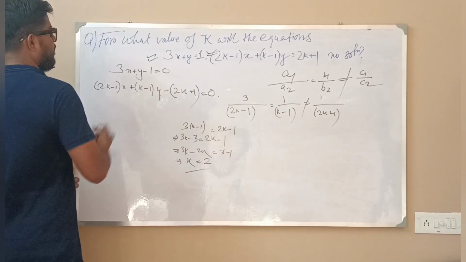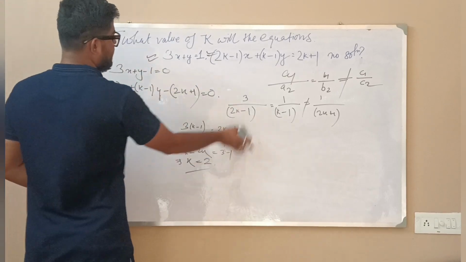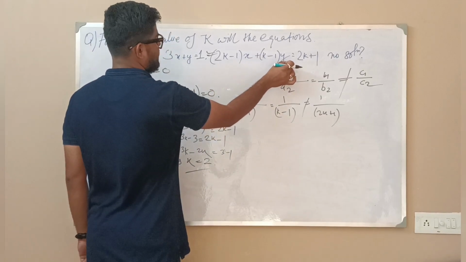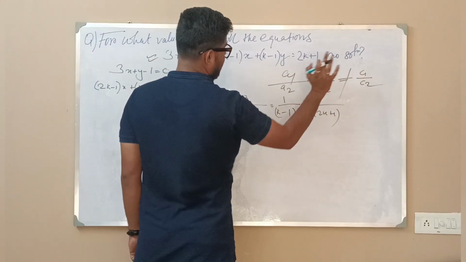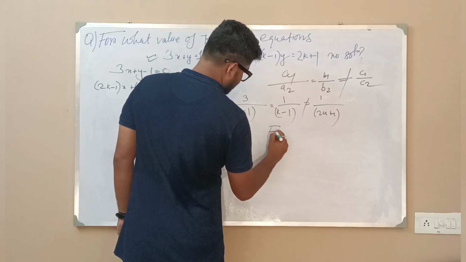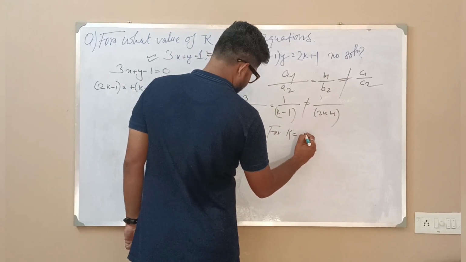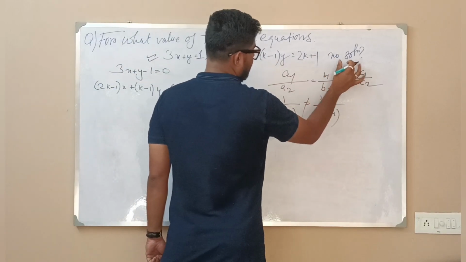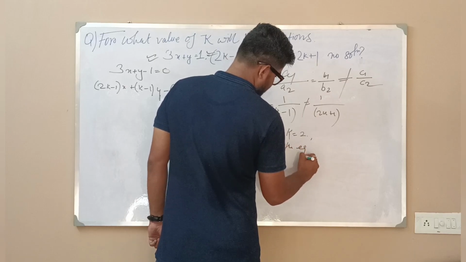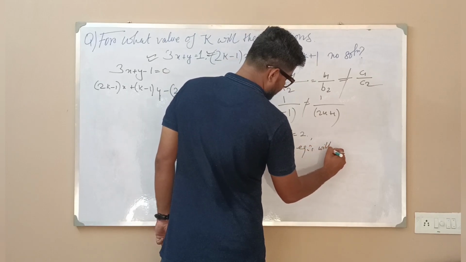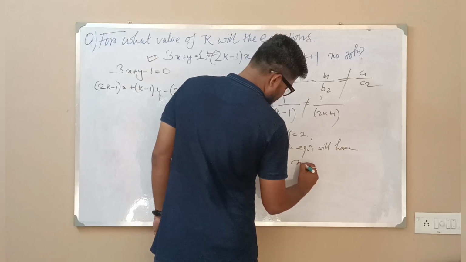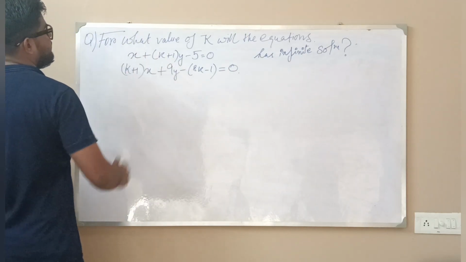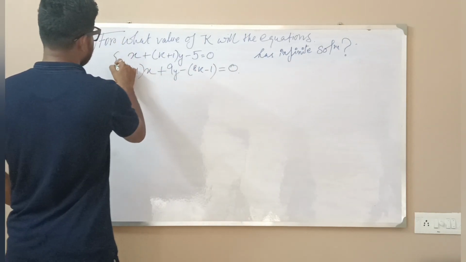So for what value of k do the equations 3x plus y equals 1 and (2k minus 1)x plus (k minus 1)y equals 2k plus 1 have no solution? For k equals 2, these two equations will have no solution.